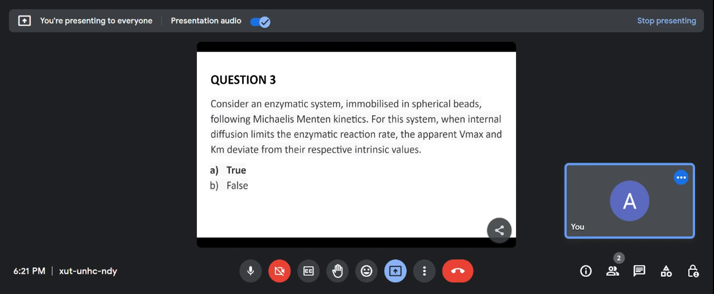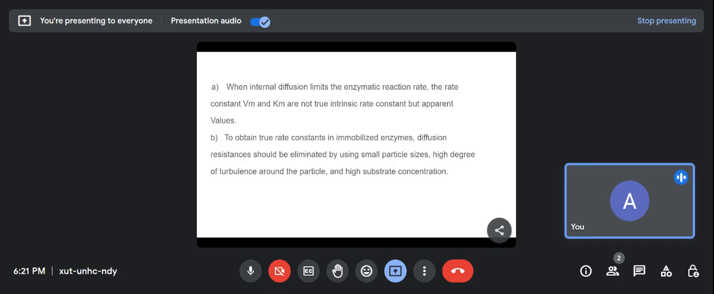The answer is true, and the reasons have been taught to you in class. When internal diffusion limits the enzymatic reaction rate, the rate constant and Vmax and Km are not true to their intrinsic values but apparent values. For you to obtain the true constants, the diffusion resistance should be eliminated. To do that, you have to use very small particle sizes. You have to have a high degree of turbulence around the particles so that the substrate gets to go into the particle, and a very high substrate concentration too.